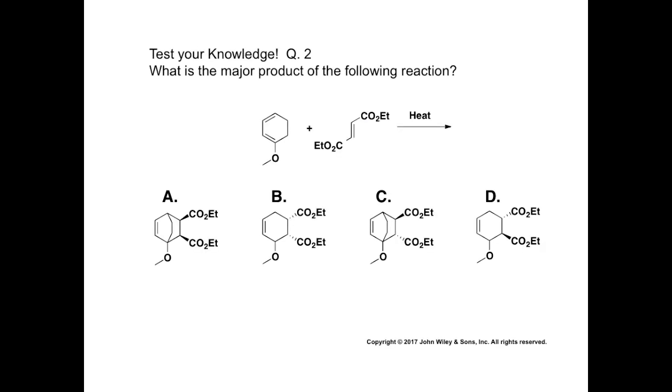Here we have another Diels Alder. So here you have a diene. Notice it's a cyclic diene. The two double bonds are in a ring, and then here's your dienophile. So with the Diels Alder, what product would you get? A, B, C, or D? Let me know in the chat.